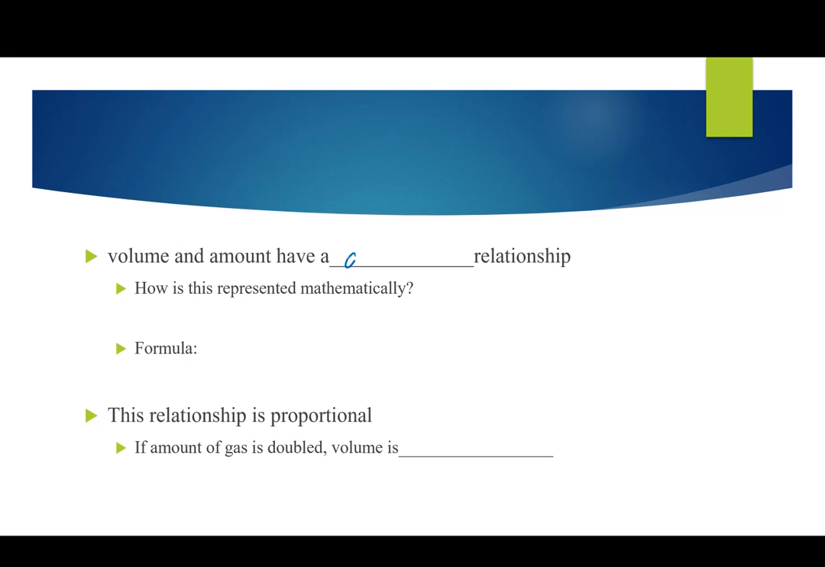So this is, again, a direct relationship. So V over N would give me my constant. My formula is V1 over N1 equals V2 over N2. This relationship, again, is proportional, so if the amount of gas is doubled, volume is also doubled.